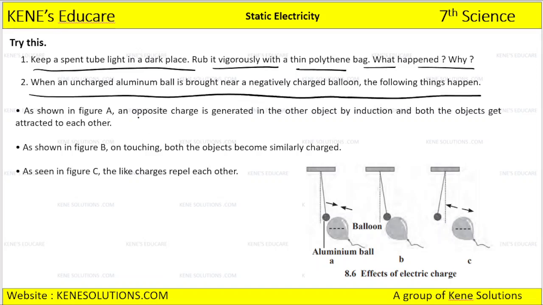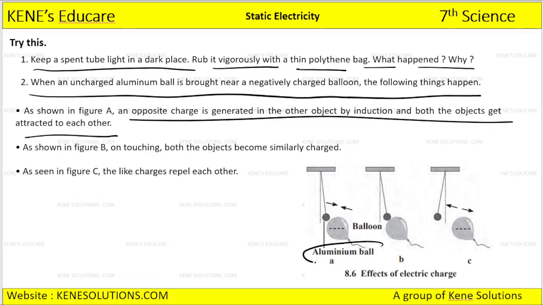As shown in figure A, opposite charge is generated in the other object by induction and both the objects get attracted to each other. So if you can see here, this is the aluminum ball and the balloon. The balloon and the aluminum ball have opposite charges and they get attracted towards each other.